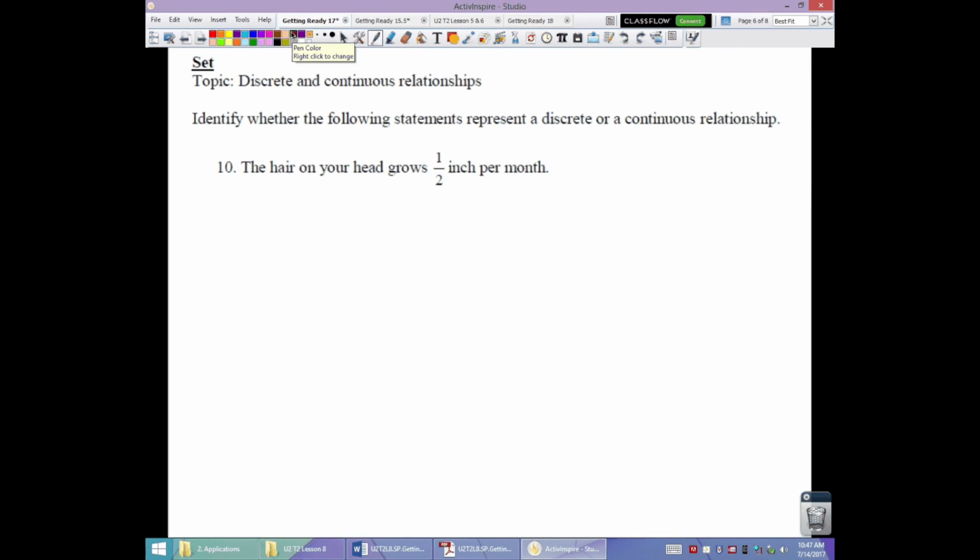So number 10, the hair on your head grows a 1/2 inch per month. Well, to be discrete, that would have to mean that it actually grows 1/2 inch exactly each month, and it jumps. It grows that 1/2 inch all at once. For example, you go to bed on May 29th, when you wake up on May 30th, your hair is a 1/2 inch longer. That is not the case. It grows at a continuous rate throughout the month. The 1/2 is just an average. So this is a continuous relationship.